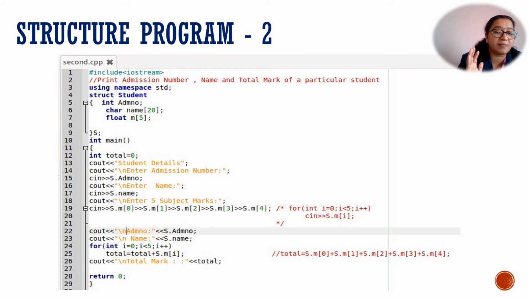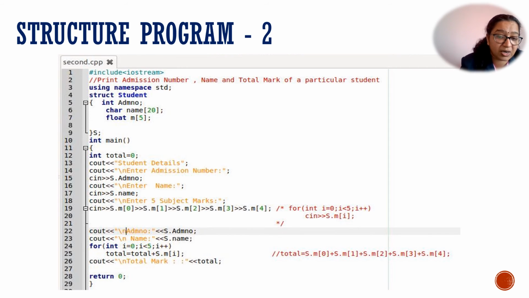Okay, now we can start the program. int main, int total = 0. So here I used an independent variable total. There is no connection between the total and the structure now. Now how can we input the details? Enter admission number, cin s.admno. Enter name, cin s.name. Then the message, enter 5 subject marks. So cin s.m[0], s.m[1], s.m[2], s.m[3], s.m[4].